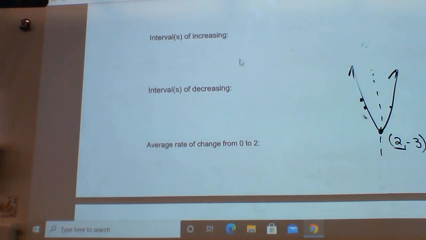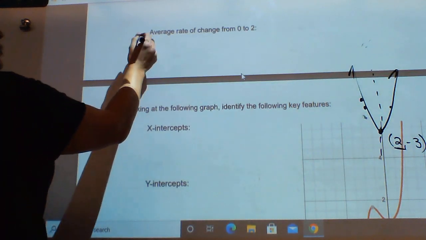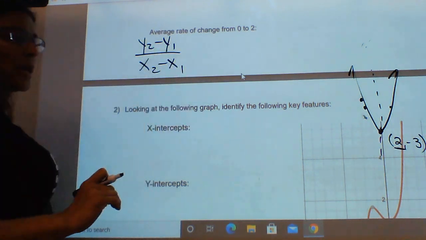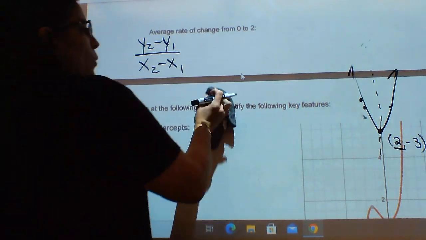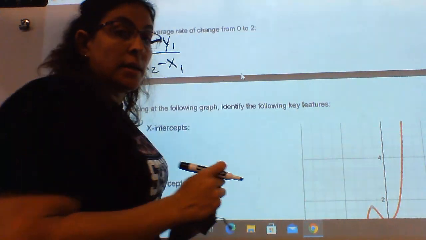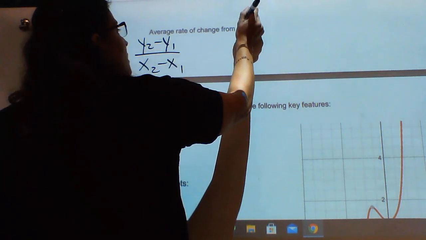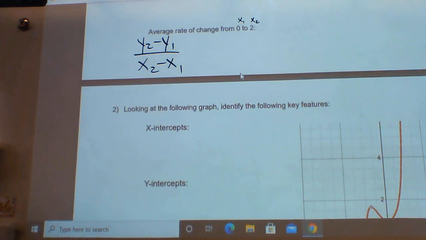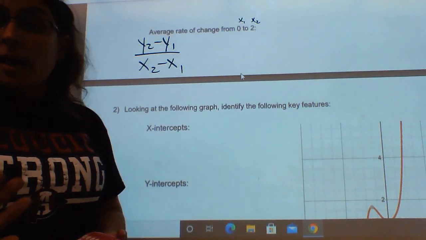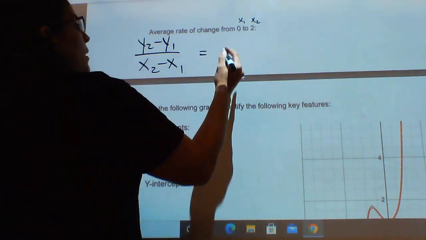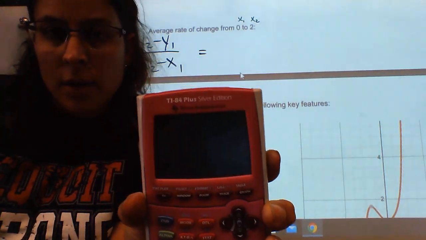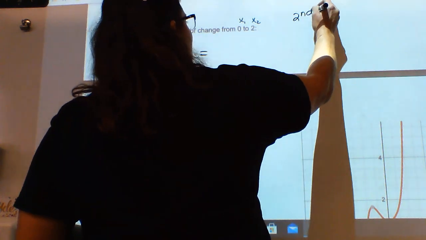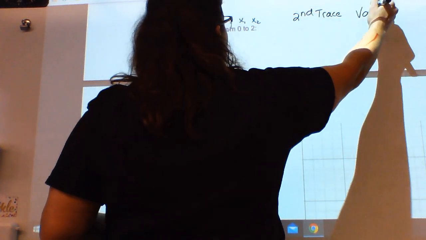And then we have the average rate of change from 0 to 2. So remember, we're going to use y2 minus y1 over x2 minus x1 here. Now, what I do is I utilize my calculator when I can. So these are my x values, my x1, my x2. I need to plug those in to figure out my y values. I could do that by hand and actually plug that in. But I'm going to use my calculator, and if you can see that, I'm going to use second trace again. So second trace, and this time I'm going to use value.